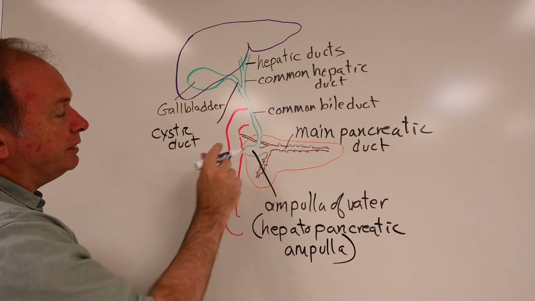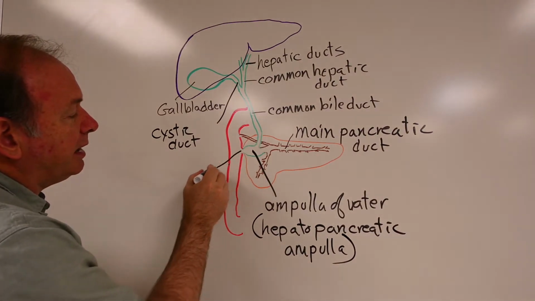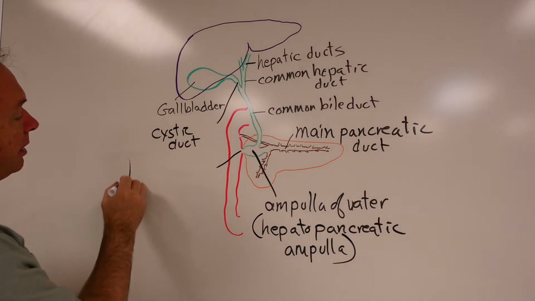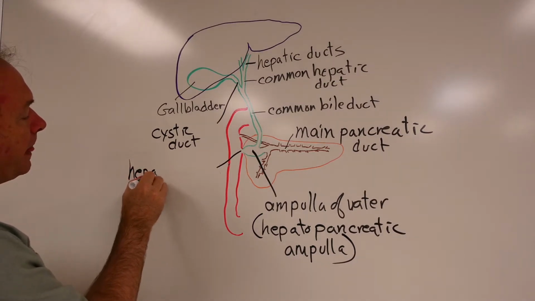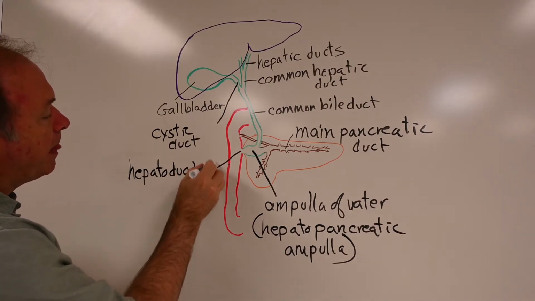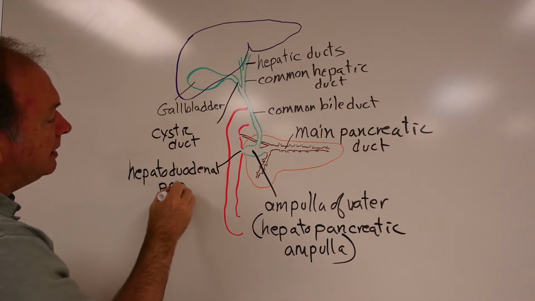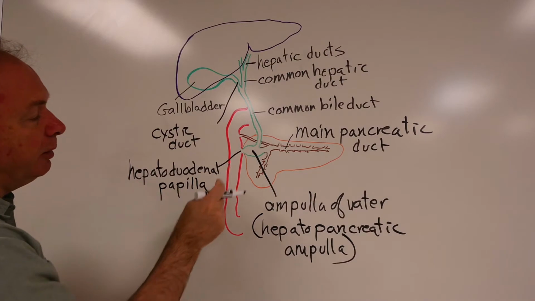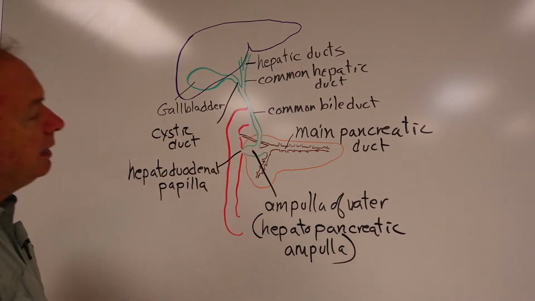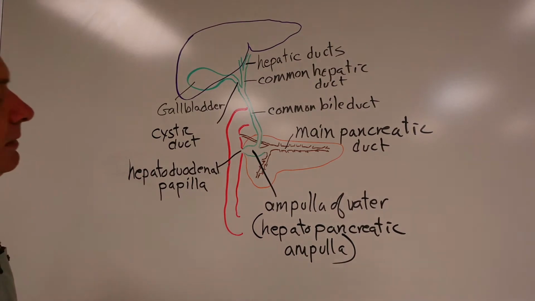Where it opens into the small intestine right here is known as the hepatoduodenal papilla, because it makes a kind of little bump, a papilla. There's a small bump there on the wall of the intestine.